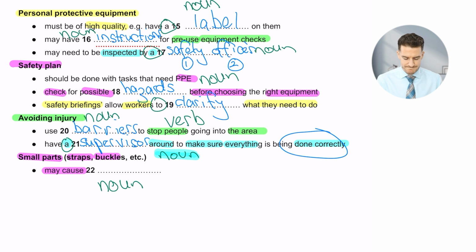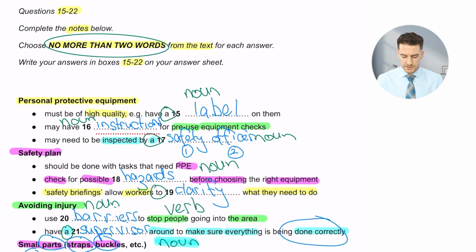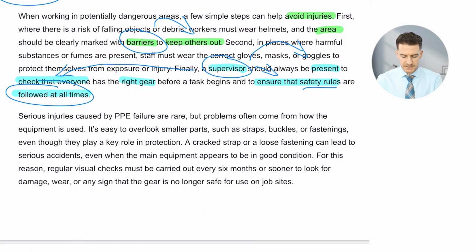May cause. So this is interesting because it's giving us some examples. Straps, buckles, these parts may cause something, may lead to something, may result in something. So we've got to look for those things and we've got to think about what might those things cause? What might the result be of those things? All right, so let's go back up and we'll have a look and see if we can find it. So serious injuries. Okay, fair enough. Smaller parts. There we go.